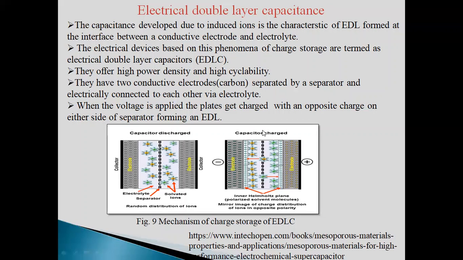When the voltage is applied across it, the plates get charged and oppositely charged ions are drawn towards it and lead to the formation of an electrical double layer. So this is the process, and the ions will be liberated or in the free form during the time of discharging. So this was all about it.